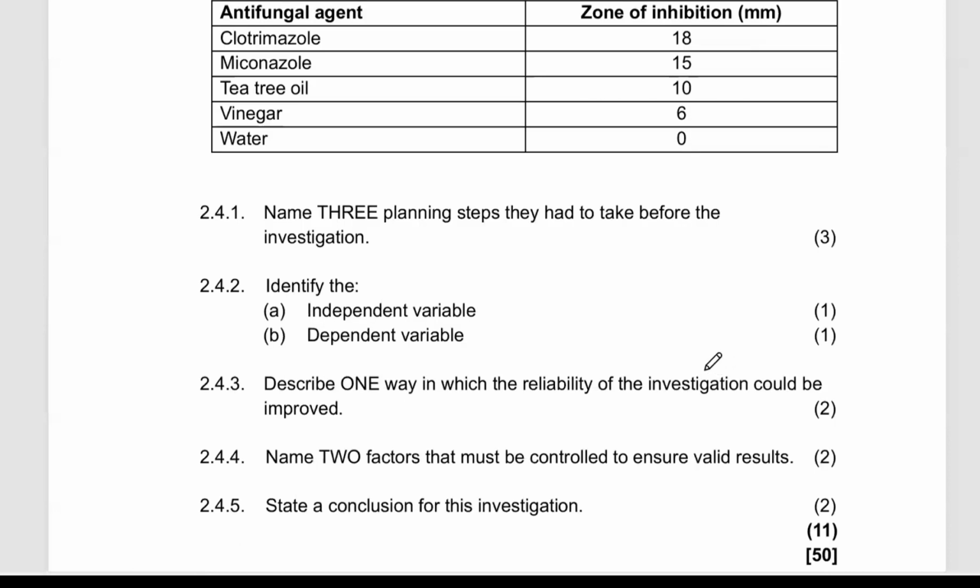Then they are saying, what are they saying? Name the three planning stages. Here you have to plan. You have to decide on, decide on. Always start your answer with "decide on".